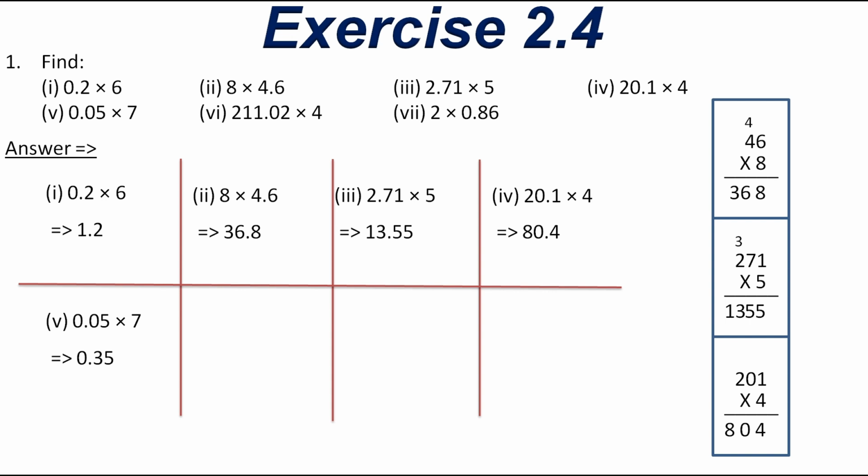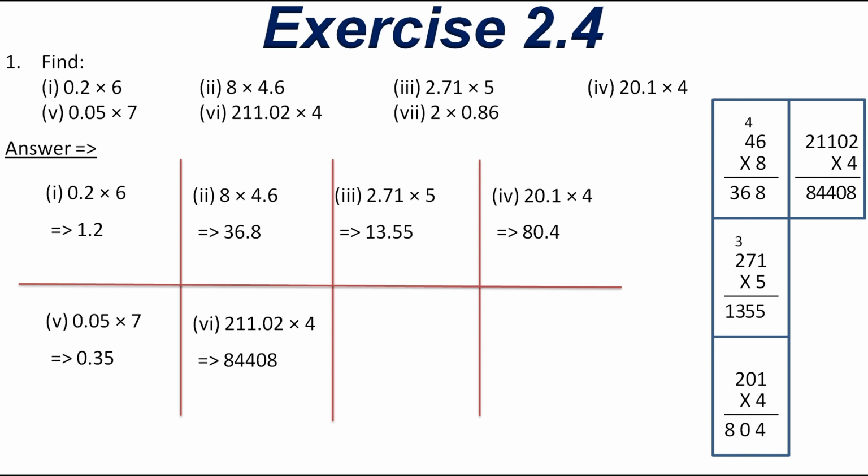Okay. Next we have 211.02 into 4. So let's multiply 21102 with 4. Now 4 twos are 8, 4 zeros are 0, 4 ones are 4, 4 ones are 4 and 4 twos are 8. So I got the answer as 84,408. Okay, now as the decimal point is present before two digits from the right, we put the decimal point before two digits from the right. So the answer became 844.08.